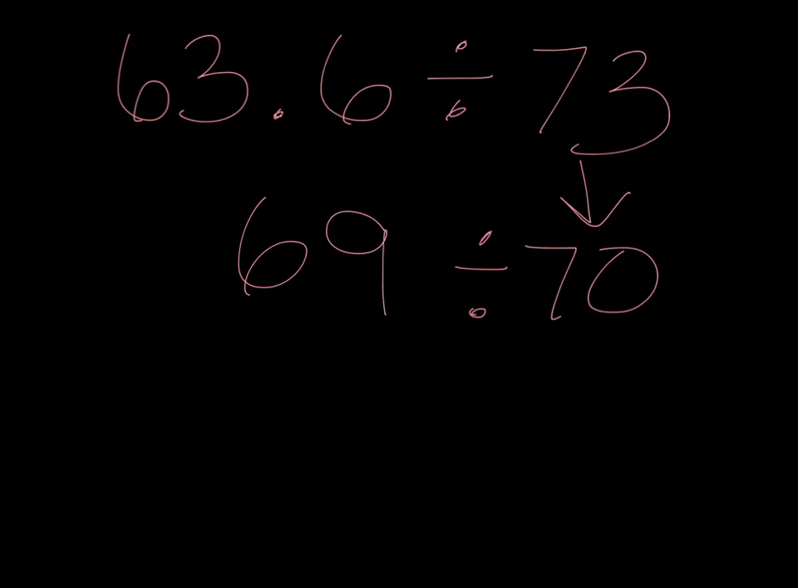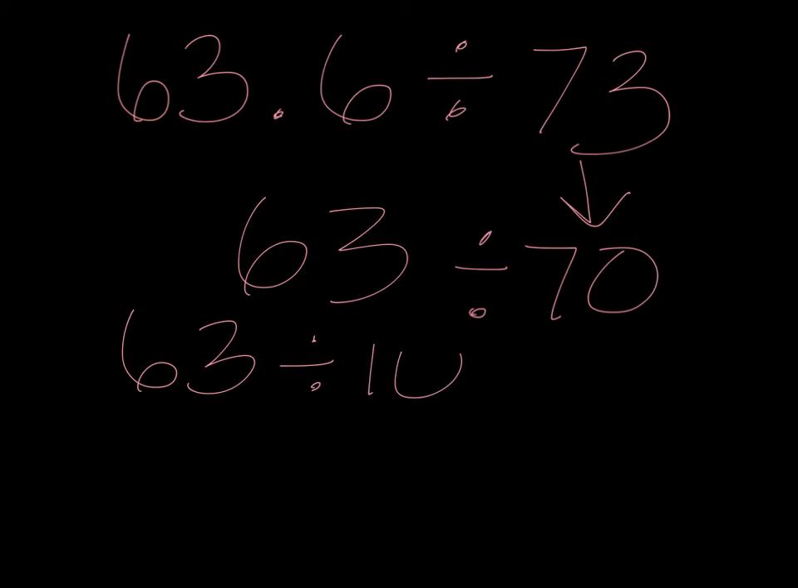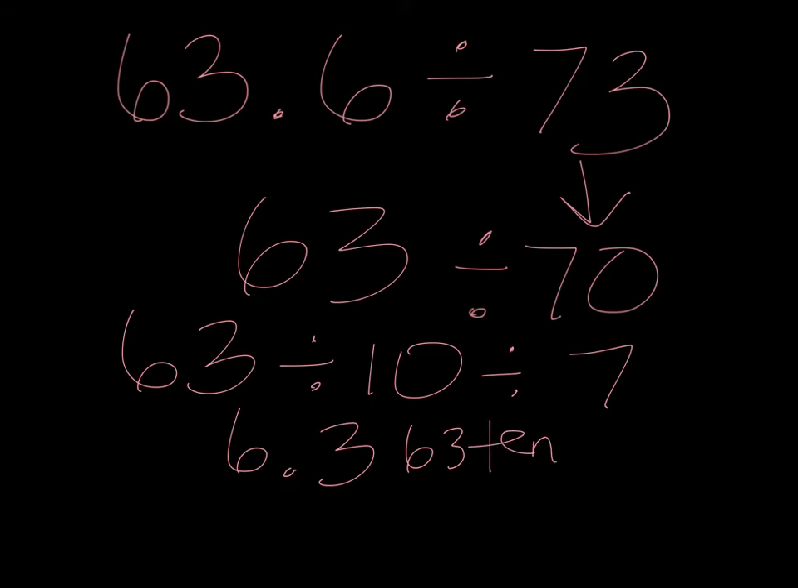So this is 63 divided by 70, which I'm going to say, since the 70 is a multiple of 10, 63 divided by 10 divided by 7, which would be 6.3, or 63/10 divided by 7, which is 7/10.